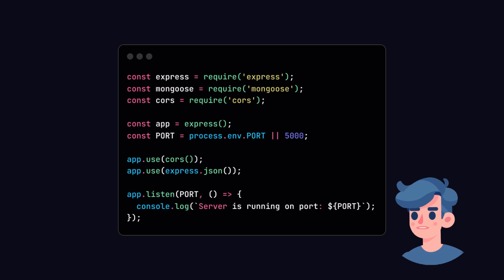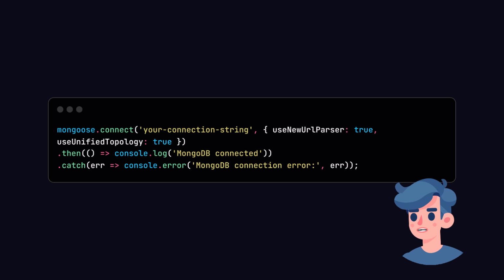Let's set up our basic server using Express. Create a file named server.js in your project directory. Open it and start with the following code. This code initializes an Express server, enabling CORS and JSON parsing for incoming requests.